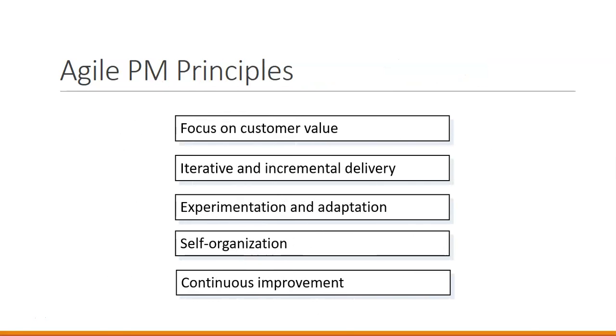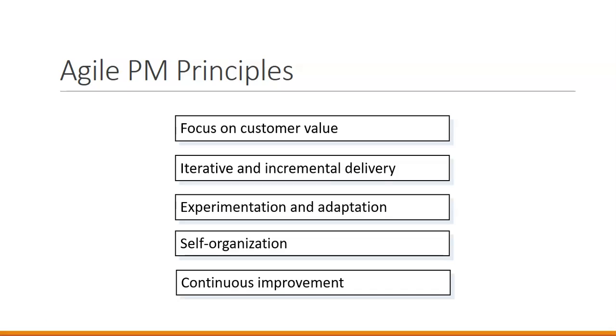So the main agile principles are to, one, focus on customer value. So the customer is involved throughout the entire thing. Then we have iterative and incremental delivery. So we have a product that the customer can look at regularly and decide what changes they want to look at.